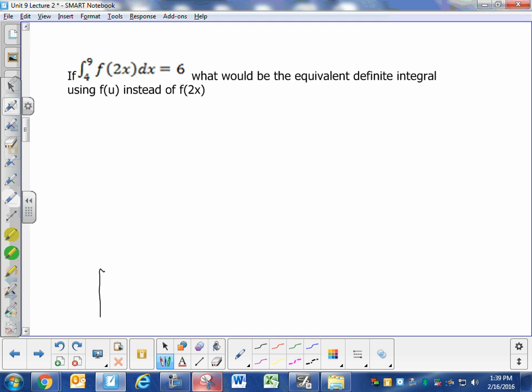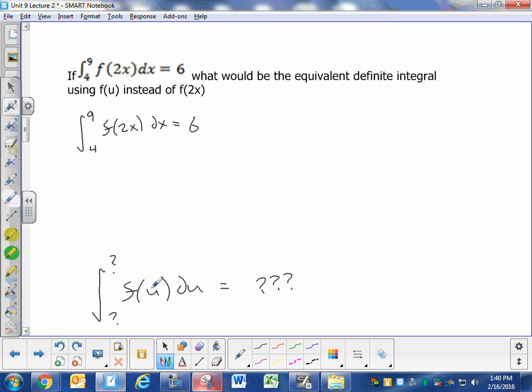So it's asking you, what is this going to look like? What's going to be over here? What's going to be here? And what's going to be here? If this is what's given to us. Okay? I'll start you guys off, you guys do the rest.